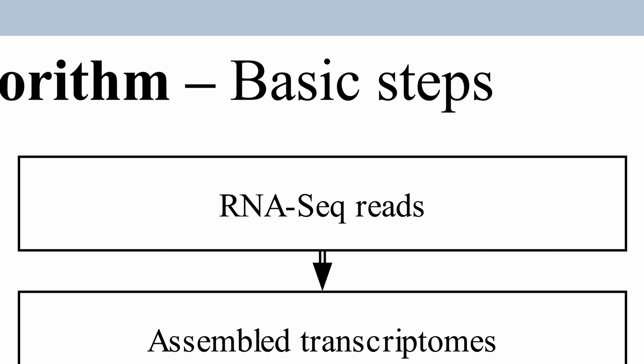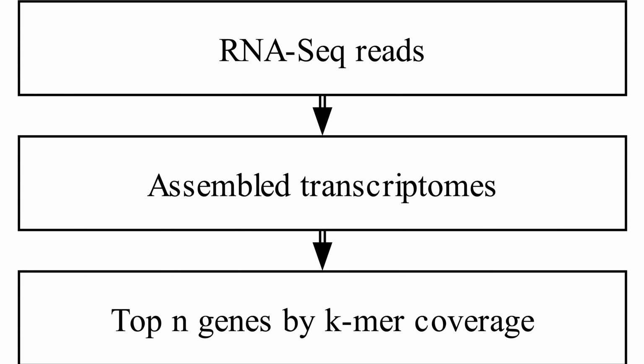The method begins with RNA-seq data for some number of samples, representing, for example, individuals. We then assemble the RNA-seq reads into transcriptomes. For testing, we used RNA spades, but you could potentially use other assemblers. The next step does require that each transcript be associated with some k-mer coverage value, quantifying the amount of input sequence that goes into the assembled transcript.